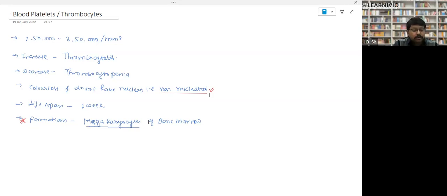When injury is caused, the blood platelets release some factors called platelet factors, which help in clotting of blood.